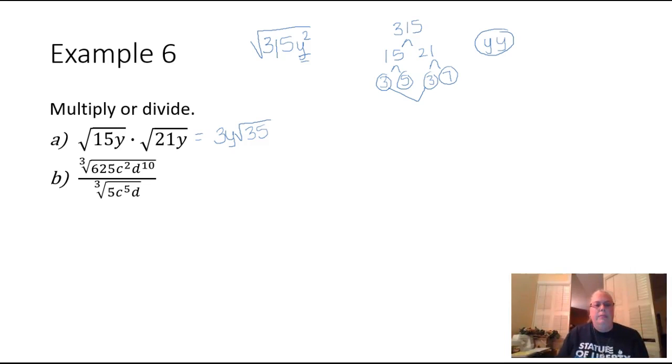Now for B, it might be easier if we wrote this all as one fraction first and then try to reduce that fraction before we took the cube root of everything. So let's try that, because I noticed by looking at this problem in the very beginning, I've got some very large numbers up here in the numerator.